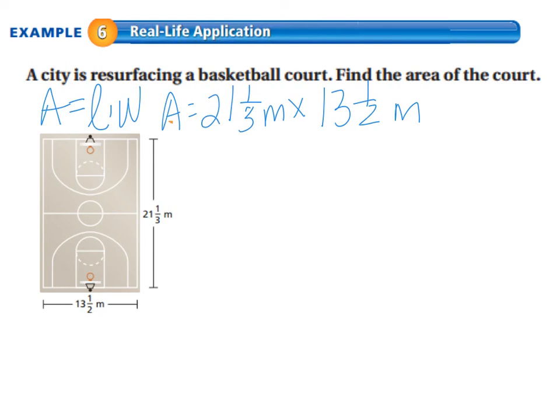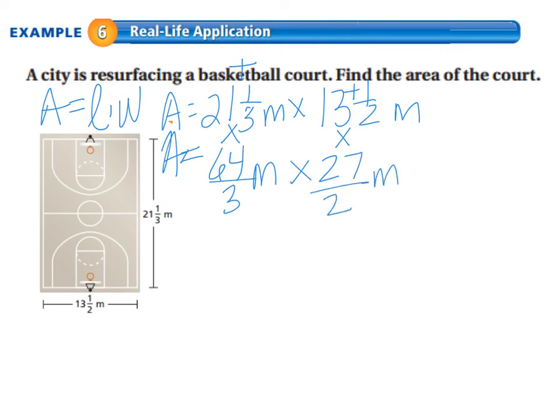Getting these mixed numbers into improper fractions, I would say that 21 times 3 is 63, plus that 1 is 64/3 meters. And 13 times 2 is 26, plus 1 is 27/2 meters. I could then say 64 times 27, multiplying my numerators, and multiplying my denominators 3 times 2.